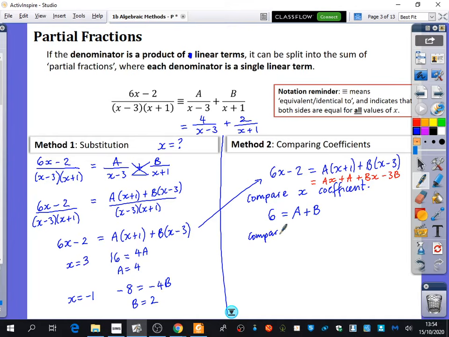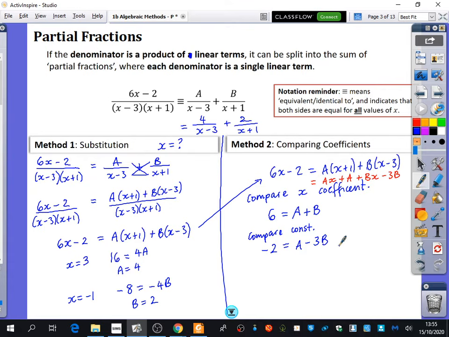Yeah, and do you know what I will call that? Do you know what I'm going to write down here? Compare the constants. Compare the constant terms. So the constant term I have on the left is negative 2. The constant term I have on the right is? Good, it's a minus 3b. And then I'll do, with these 2 things, simultaneous equations.